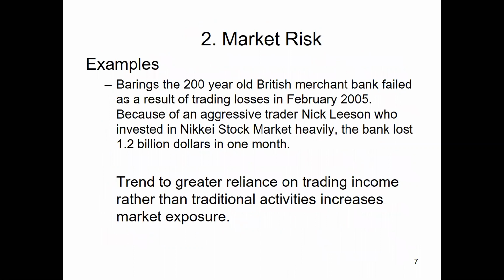So another example is here: a 200-year-old British merchant bank failed as a result of trading losses in February 2005, because of the aggressive trader Nick Leeson, who invested heavily in the Nikkei stock market, and the bank lost $1.2 billion in 1 month. So this was not a bank, it's a financial institution. They were suggested to invest in this stock market, and because of the market risk deteriorating due to the interest rate changes, they lost $1.2 billion in 1 month.